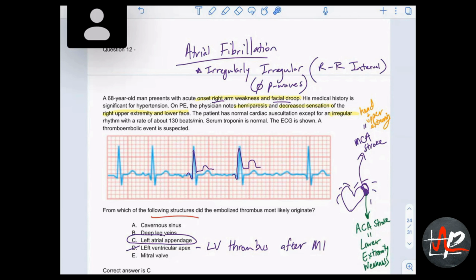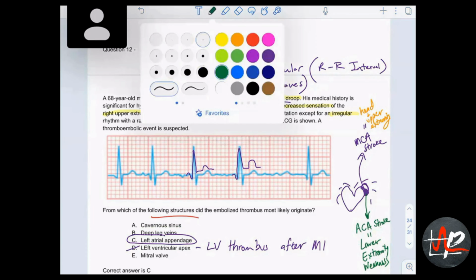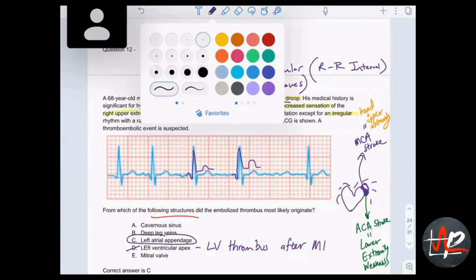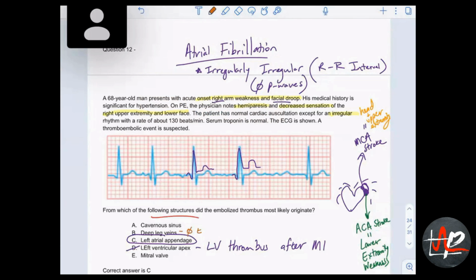Okay, next thing. B, deep leg veins. So this is a really easy answer choice to rule out, because a thrombus from your deep leg veins is not going to affect your EKG findings at all. So there would really be no EKG findings to help you with this answer. Maybe the patient has incidental EKG findings, but in terms of a UWorld question or your USMLE itself, they're not going to give you an aberrant EKG and not expect you to use it.